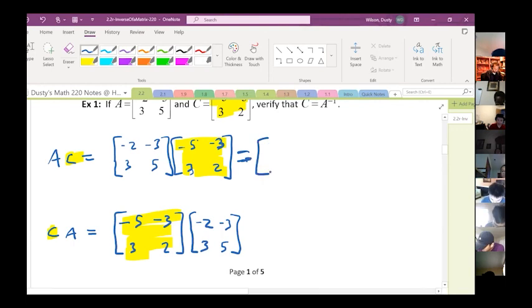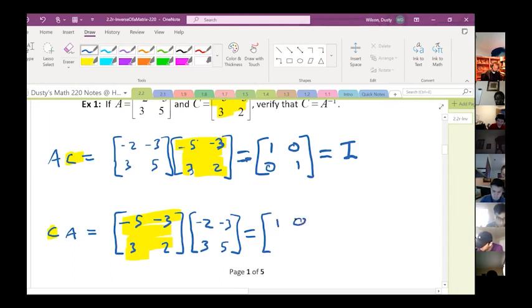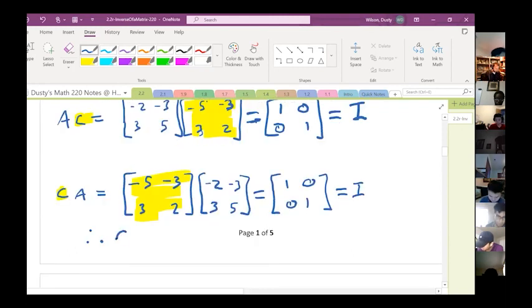We should get I. Negative 2 times negative 5 is 10, minus 9 is 1; 6 minus 6 is 0; minus 15 plus 15 is 0; minus 9 plus 10 is 1. So here you get I. Go the other direction, or in CA: negative 15 plus 15 is 0, negative 6 plus 6 is 0, negative 9 plus 10 is 1. So we get I again. So this tells us, therefore, our C is equal to I inverse.